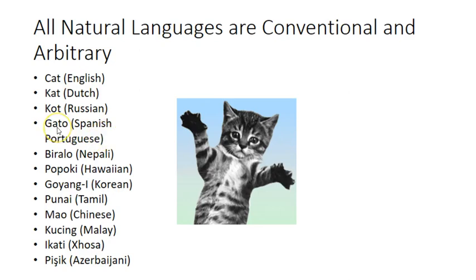In Portuguese, it's a gato. And we can see there's a similarity between all of these. And what we're going to learn is that that's because English, Dutch, Russian, Spanish are all descended from a common source language. They are sister languages. They have a common ancestor, and so they have inherited a similar word with certain similar features, similar sounds. And this is why the study of phonology is important.